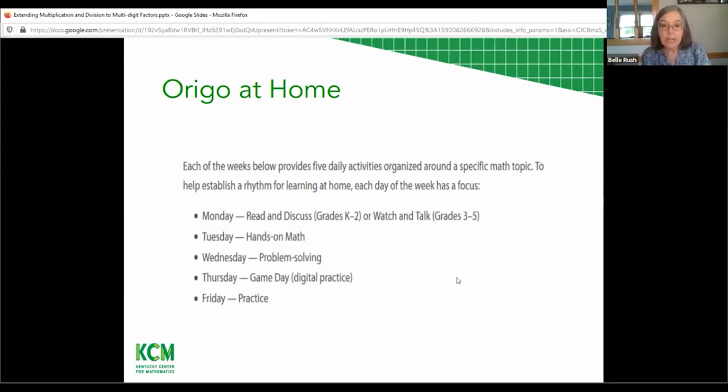I looked at Orgo at home, and I think Lisa showed this. For each grade level, there are 9 weeks of lessons, and for 4th grade, there is one on multiplication. It gives you something on Monday, and for grades 3 through 5, they're mostly number talks where the kids watch a number talk. They can't participate, but they can watch and see what other kids say. Tuesday, there's hands-on math, Wednesday, problem solving. Thursday would be game day, and Friday is practice.